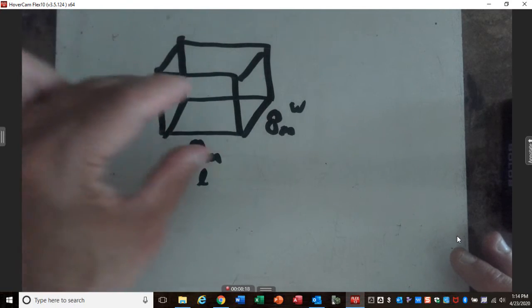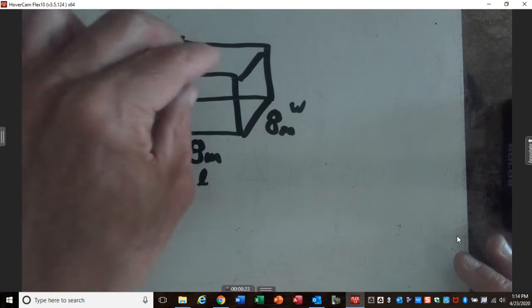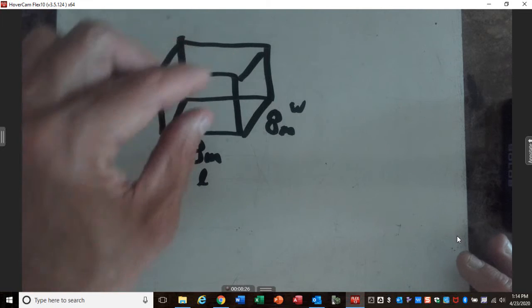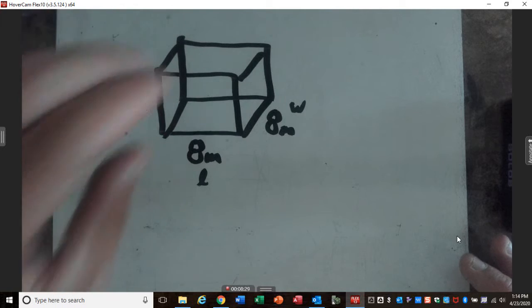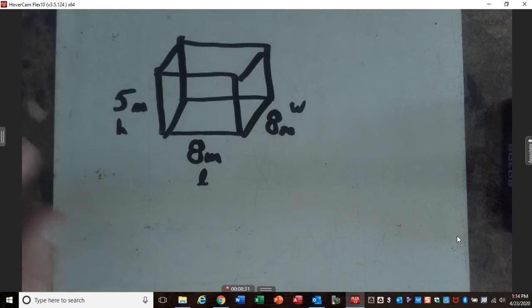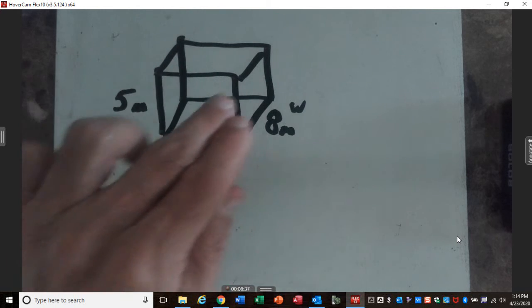Surface area is the outside. Cover it in wrapping paper. Volume is the inside. So how much sand would you put in this? How much water would you put into this aquarium? Okay, volume is the capacity. If you're filling up a hot tub with water or a swimming pool with water, how much does it hold? So we're going to look at the inside.